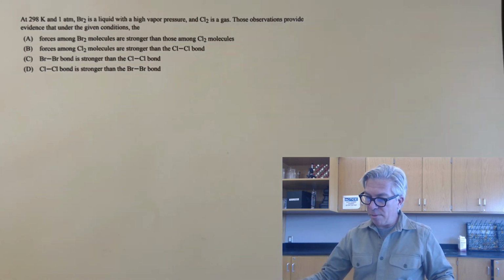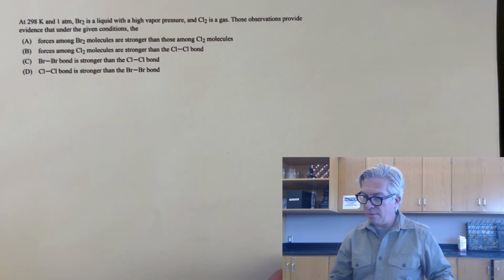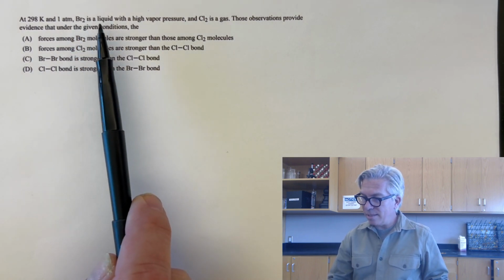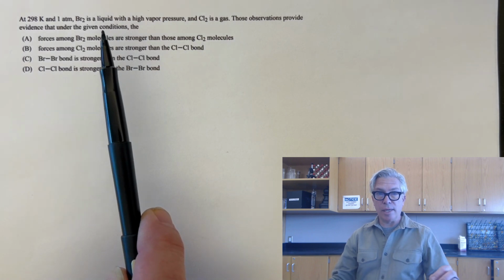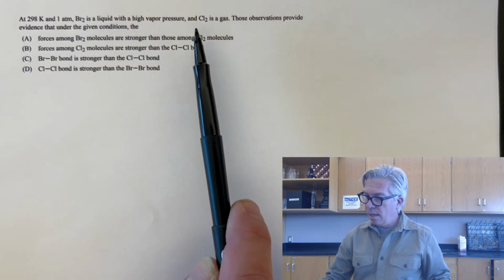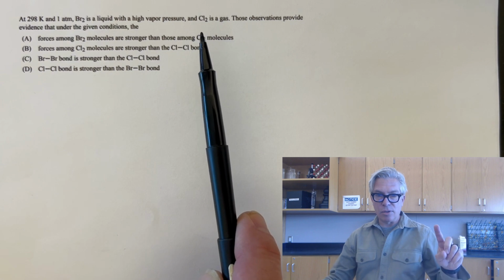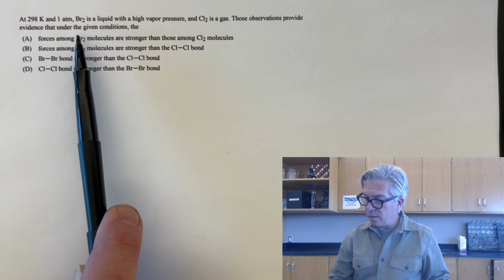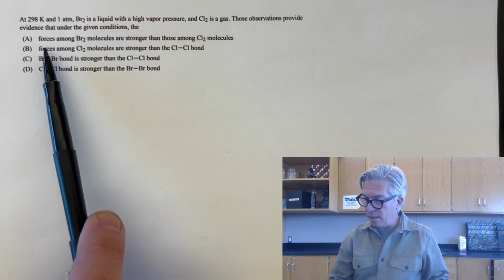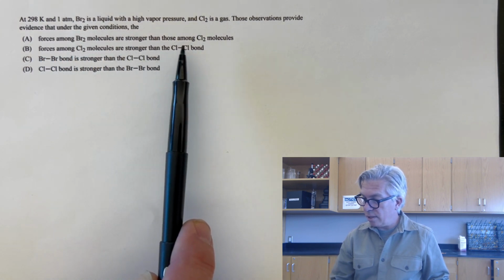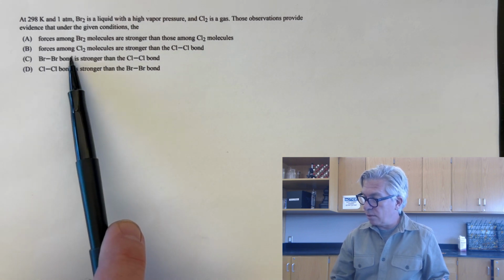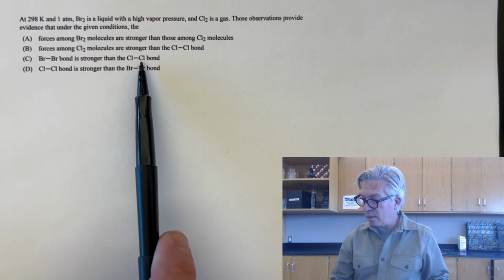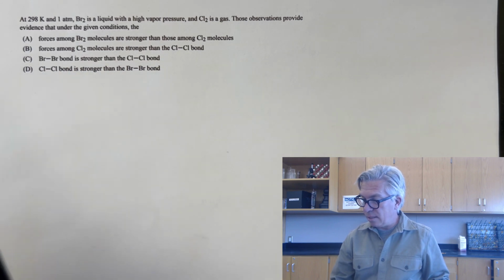All right, let's talk about vapor pressure. This is the toughie sometimes. At 298 in 1 atmosphere, bromine is a liquid with a high vapor pressure. Okay, so you imagine it's liquid, it's vaporizing, and chlorine is a gas. They're next to each other in the same column on the periodic table. Those observations provide evidence that under the given conditions, the forces among bromine molecules are stronger than among chlorine molecules. Forces among chlorine are stronger than the chlorine-chlorine bond. The bromine-bromine bond is stronger than the chlorine-chlorine bond, and the opposite is in letter D.